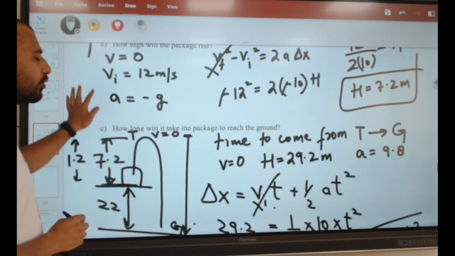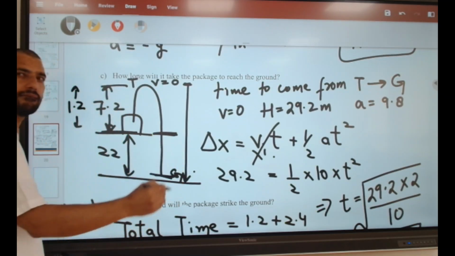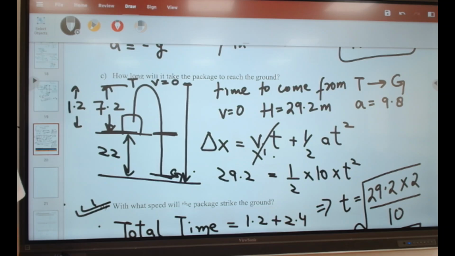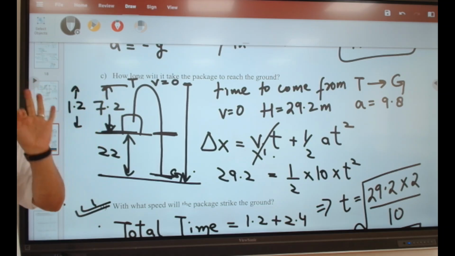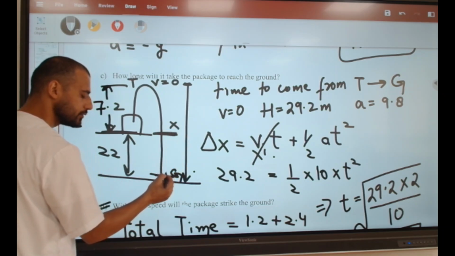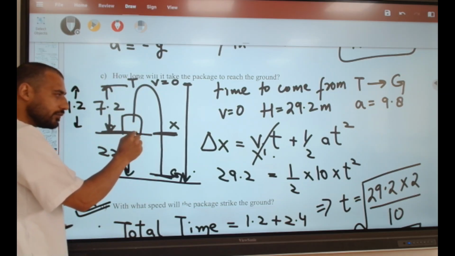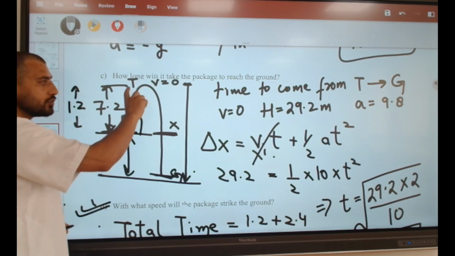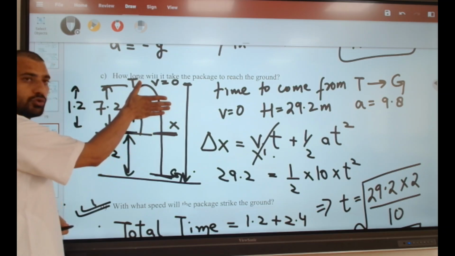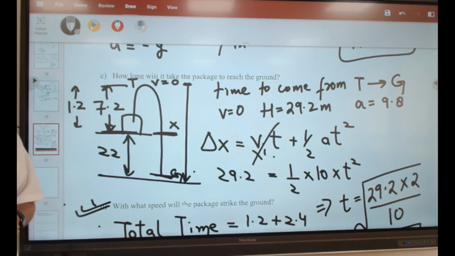And one more question could have been asked from the same question. How much time does the body take to come from this point to this point, say x, to the ground? 1.2. How? Because total time is 3.6. But while going from this point to this point, it is 2.4. Therefore, the remaining will be here. Is it fine? That's what you have to do.